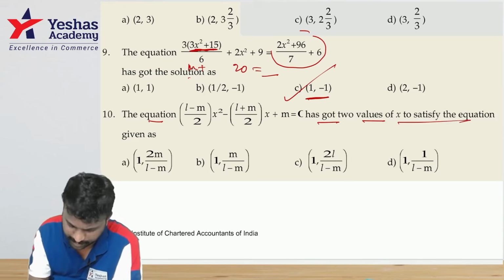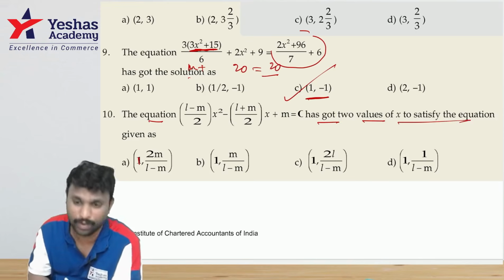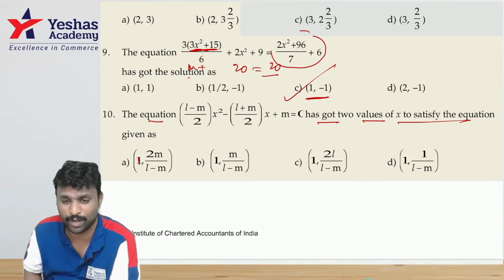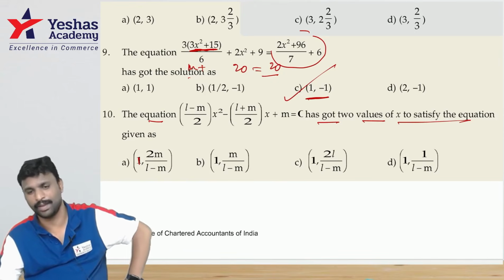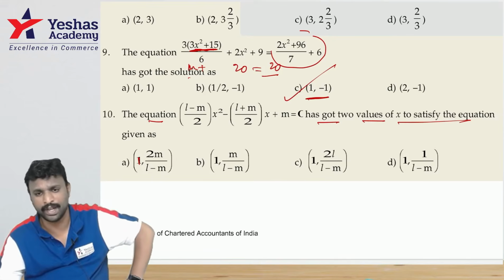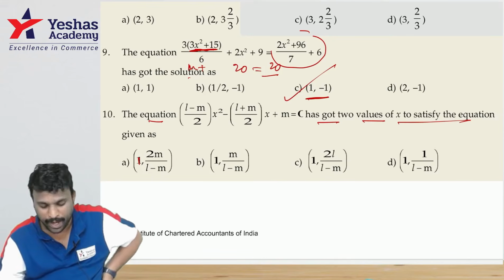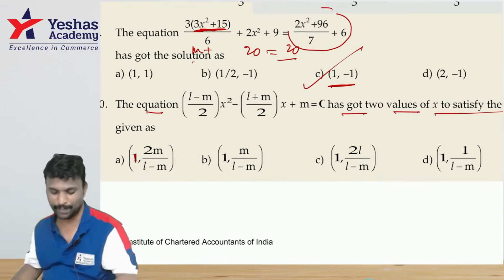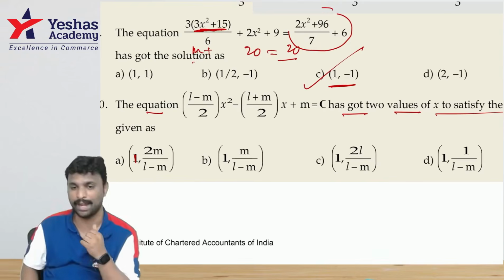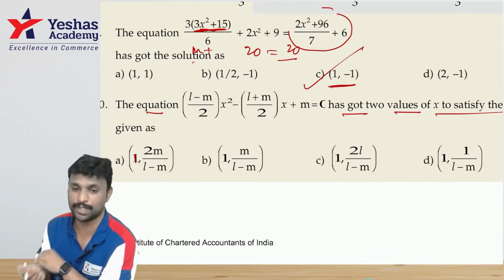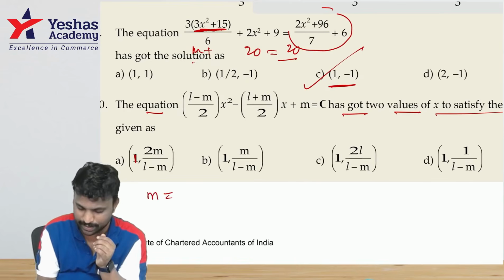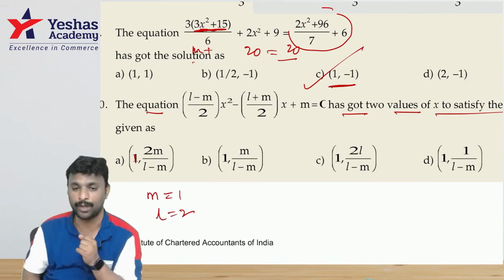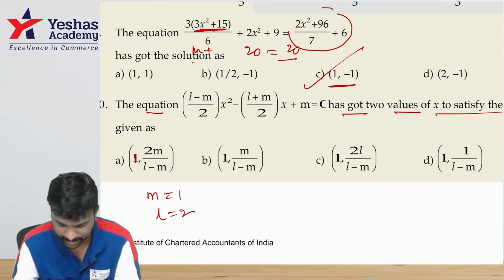Guys, you can see one of the root is 1. So all the equations have got one of the root as 1 only. So you need not check for that first root 1. 1 definitely will satisfy that equation. Now, rather than keeping it in terms of m and l, we'll simplify the options by plugging in the values. Let me put m value as 1 and l value as 2.